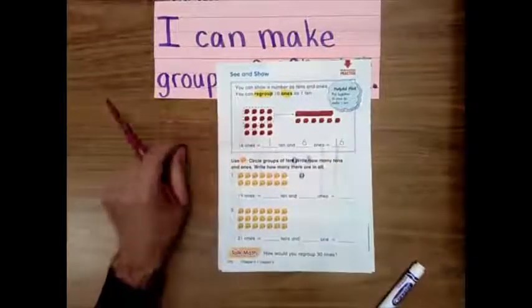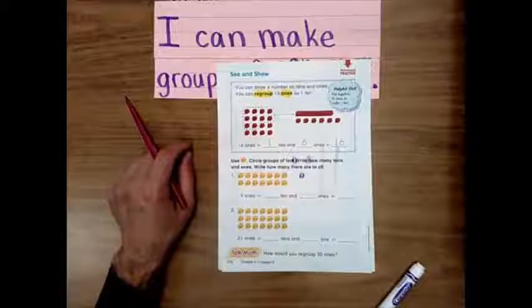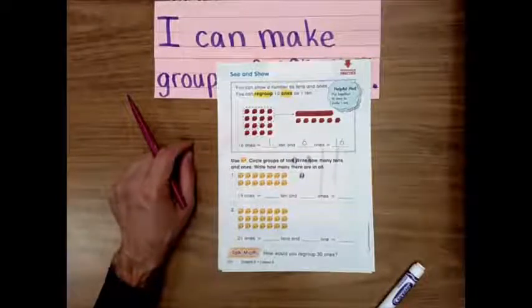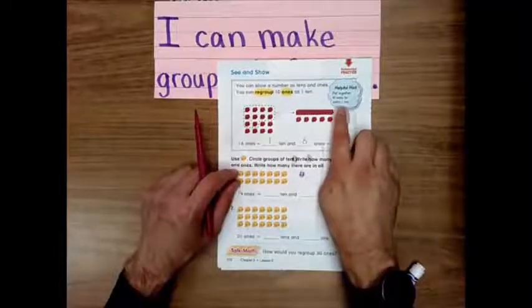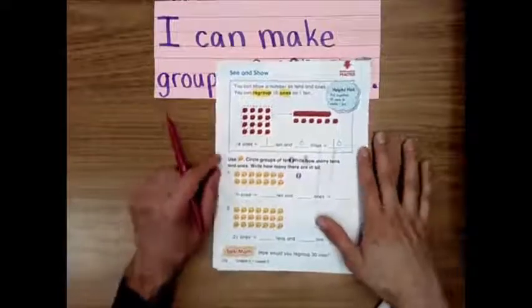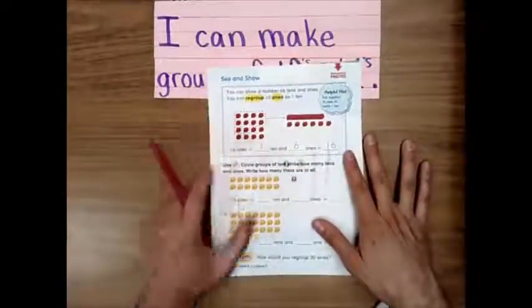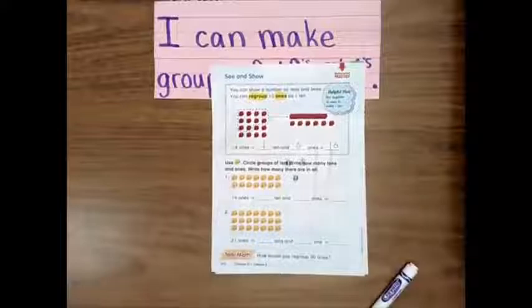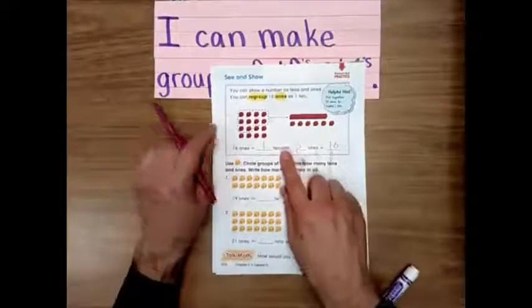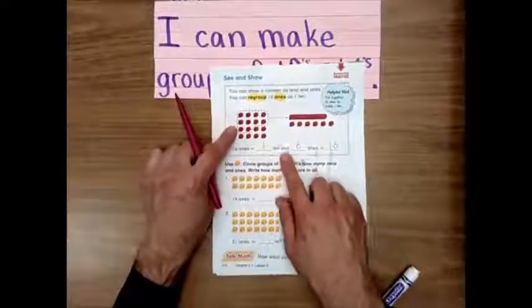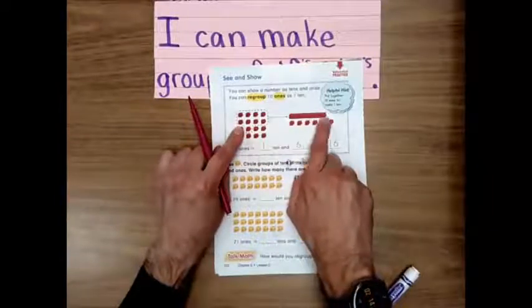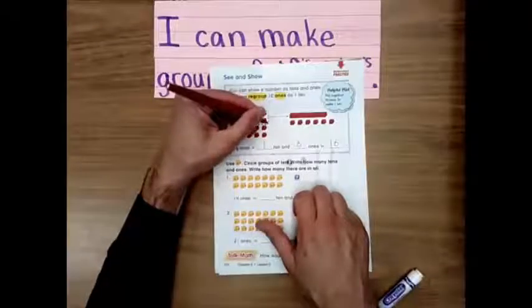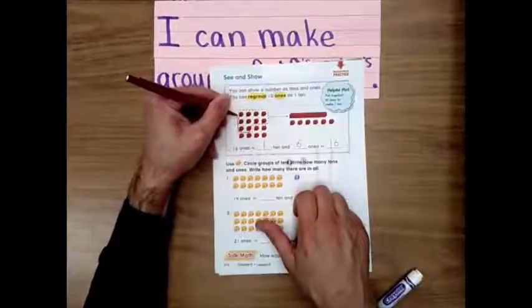And it says, you can show a number as tens and ones. You can regroup 10 ones as 1 ten. Helpful hint: put together 10 ones to make 1 ten. So right here, they have a bunch of blocks, just like I did before. And so they are going to circle 10, circle the 10 that they're going to put together to make it into a 10 stick. So let's circle those.